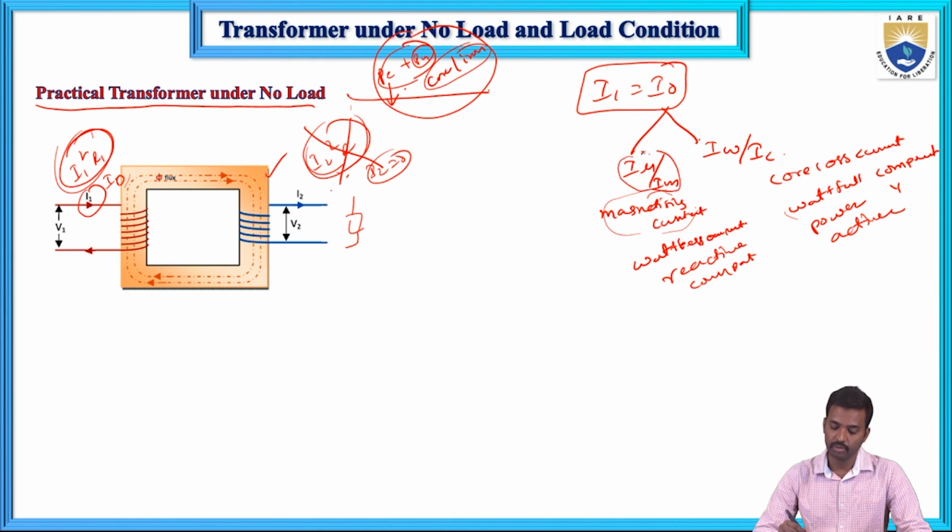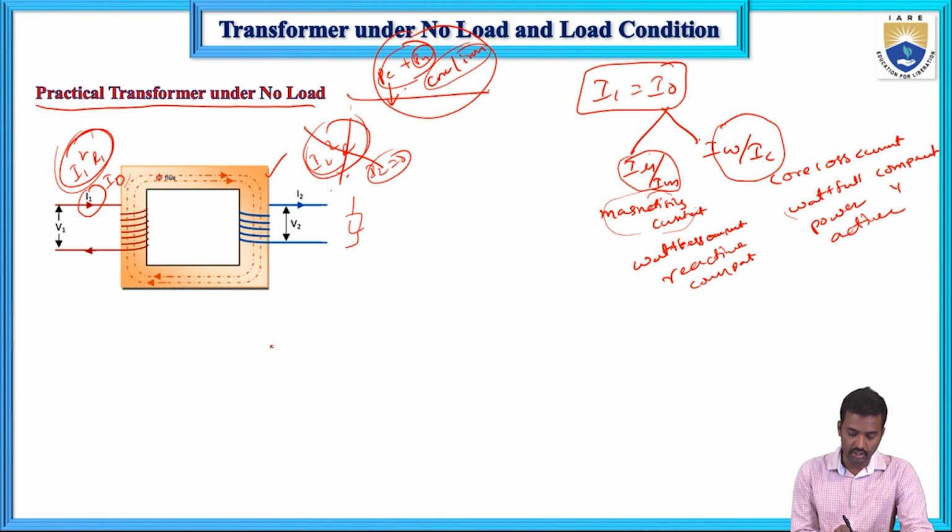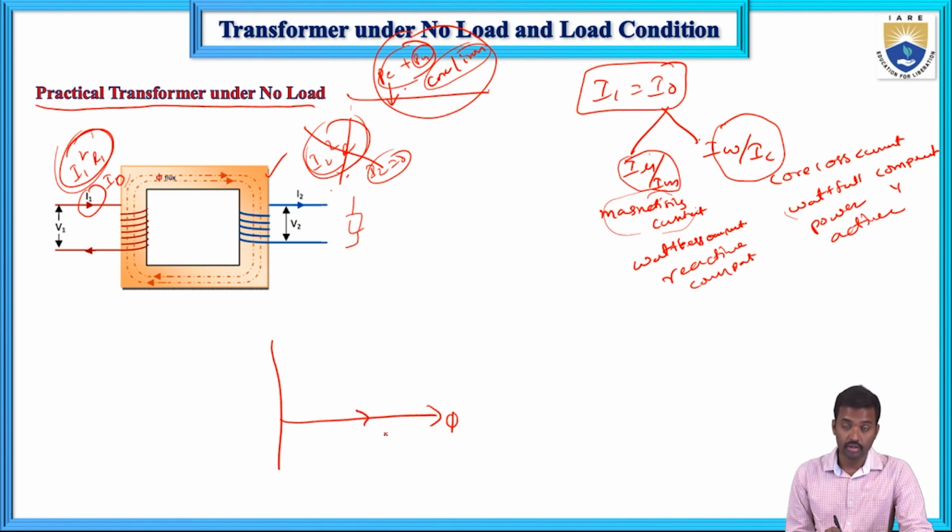So here this one is represented with I mu or Im, and this one is represented with IW or IC. Now here if you draw the graph, as we discussed in the previous ideal transformer, phi is the reference. This is the I mu or Im. This one is V1, this one is E1, and this one is E2.